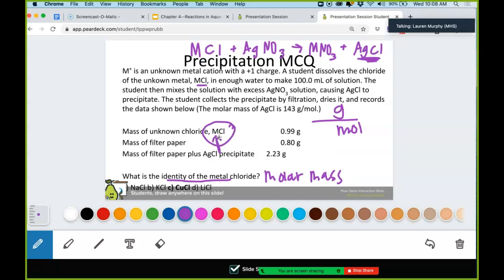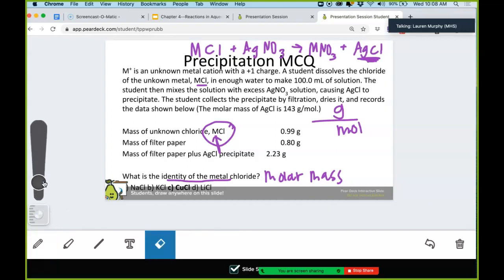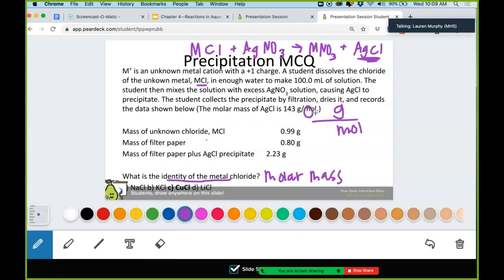So you can't just start doing calculations or anything. Okay, so the nice thing we do know is we actually already know the mass of the metal chloride. It's 0.99 grams. Okay, so if we can figure out the moles of the metal chloride, we can take our grams, divide by moles, get the molar mass, and then compare it to these substances down here on the periodic table.